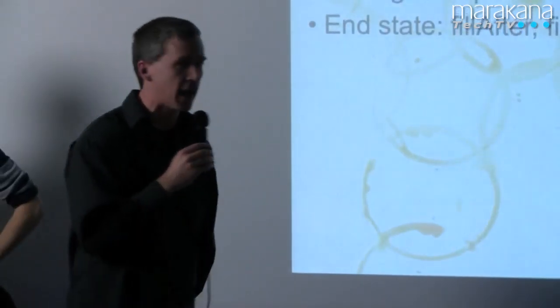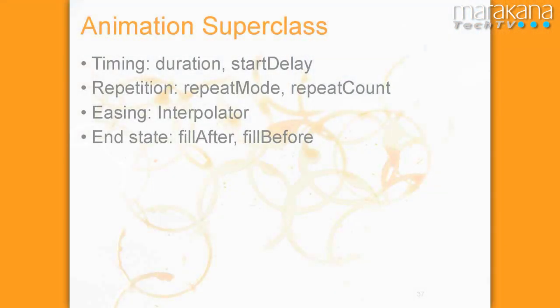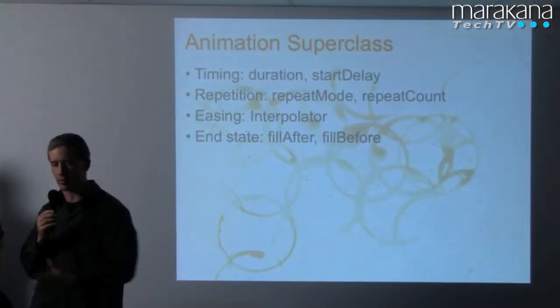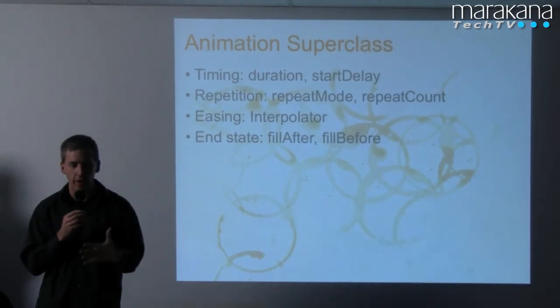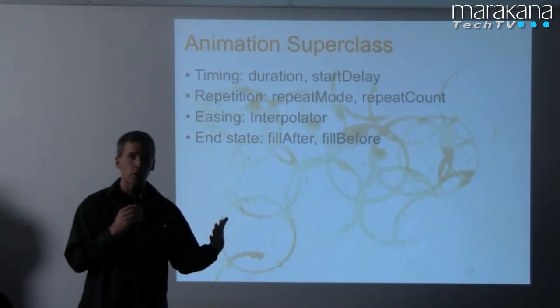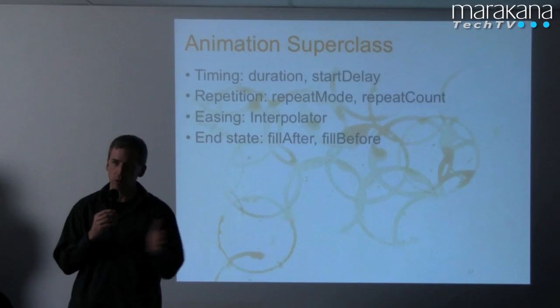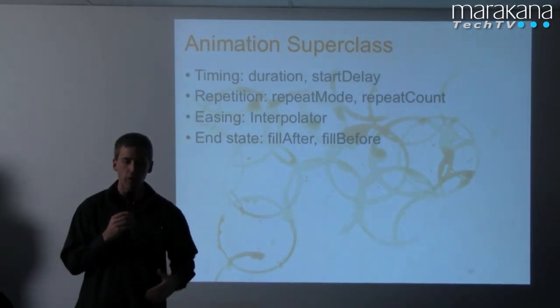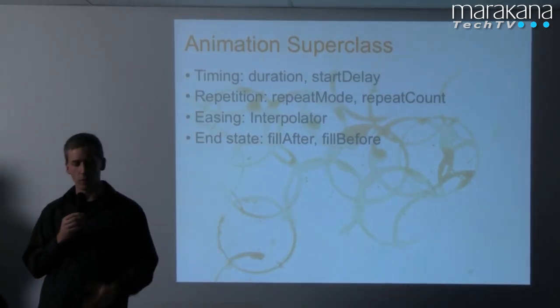So there's an animation superclass in the current SDK, and it has all the common properties that all of the animations share. You have a duration, how long is this thing going to run for, and how long do we want to wait before we kick it off in case we're choreographing several animations together. You want to stagger some of them. We have the ability to repeat, and that's repeat as in a loop, or also repeat in reverse. You can repeat infinitely or a certain number of times.